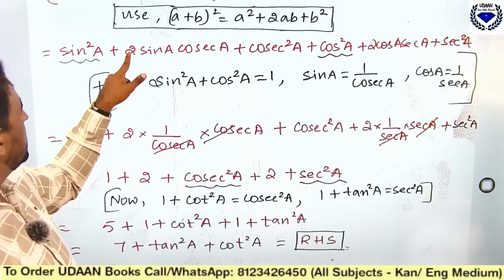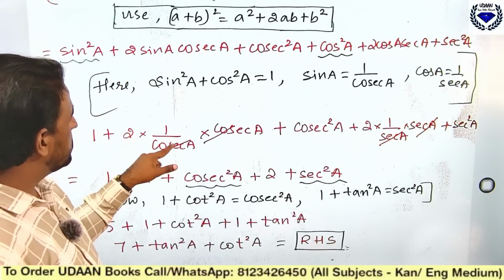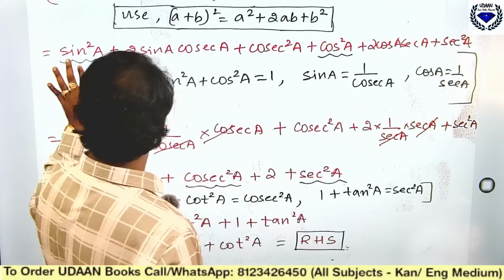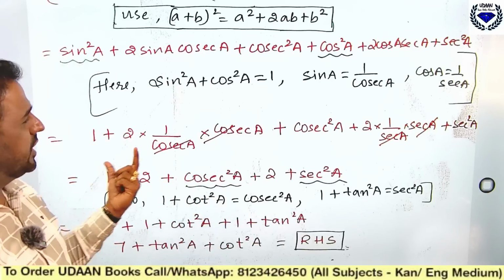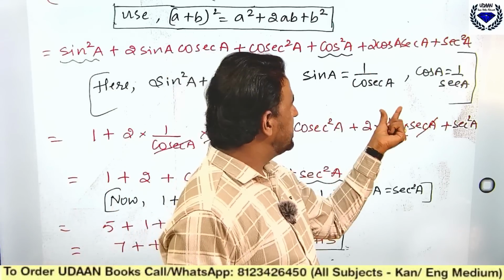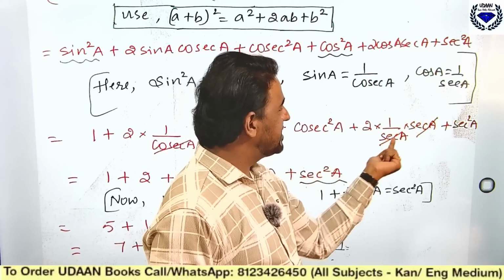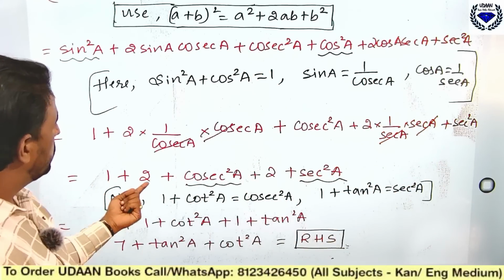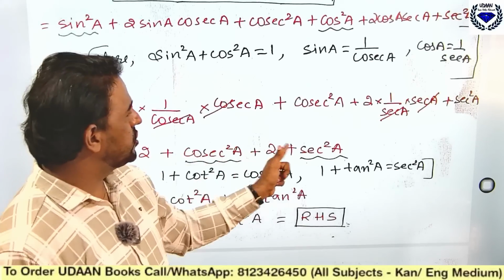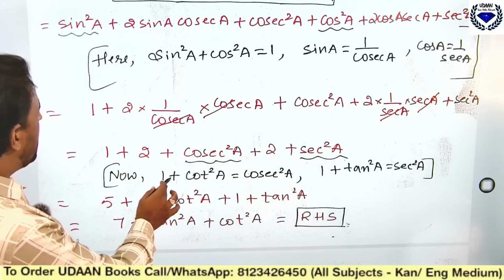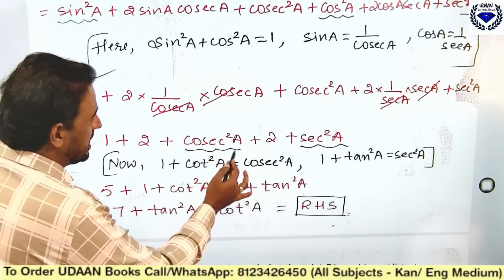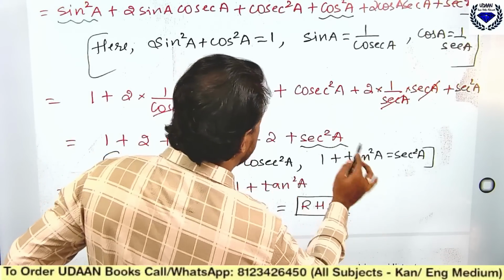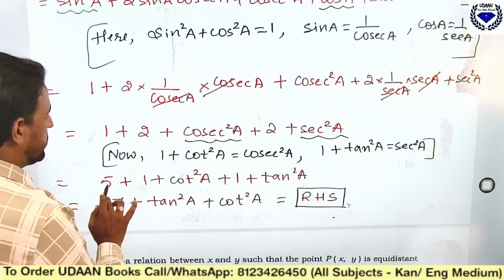Then 1 plus 2. Sin A I can write as 1 upon cosec A, so cosec A and cosec A get cancelled, plus cosec square A. This cos square A and sin square A have already become 1 here. Then 2 cos A I can write as 2 upon sec A, sec A gets cancelled, plus sec square A. What is left is 1 plus 2 plus cosec square A plus 2 plus sec square A. Now 1 plus cot square A is cosec square A. 1 plus tan square A is sec square A. So the total constant was 5.